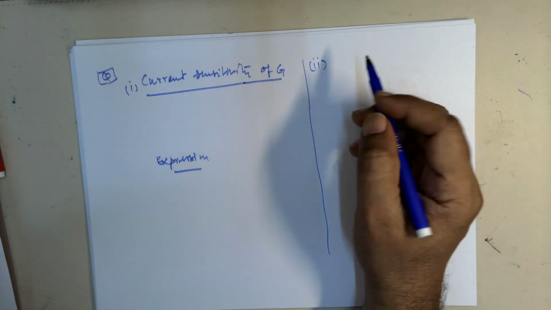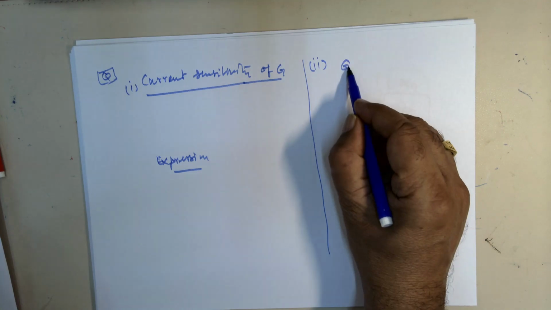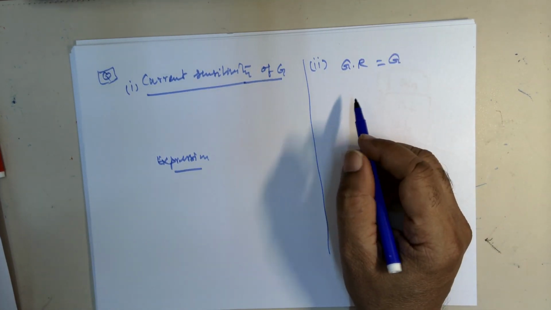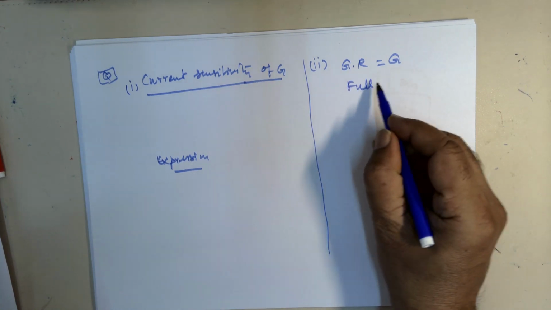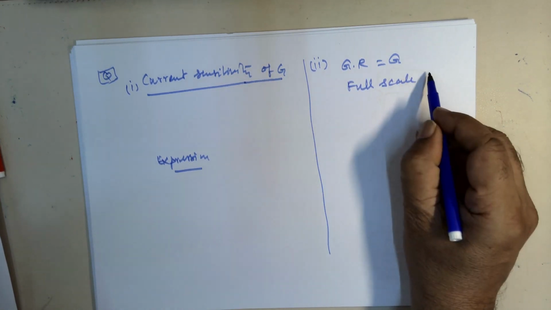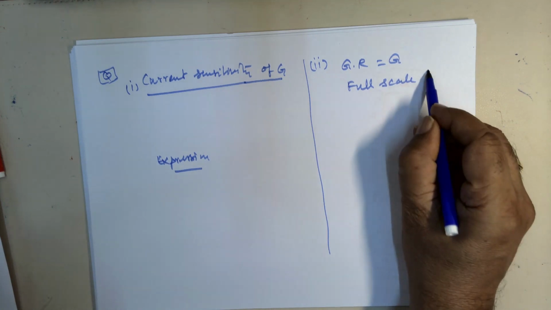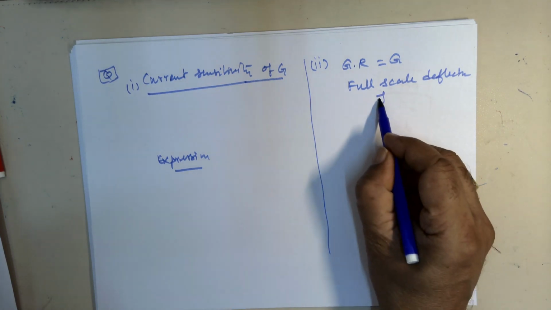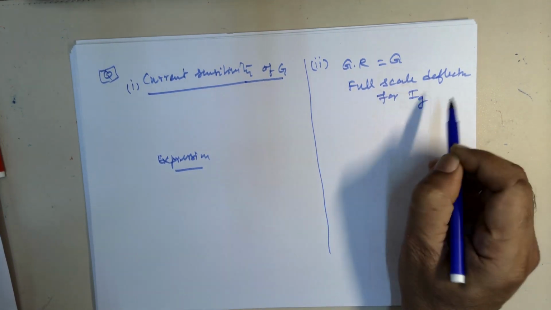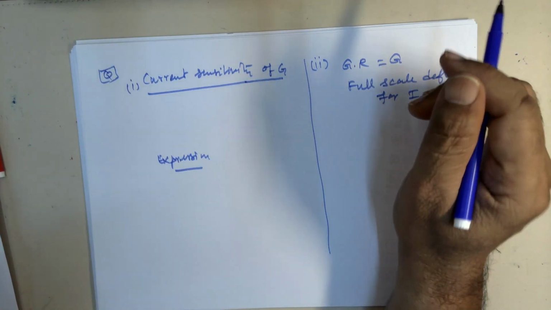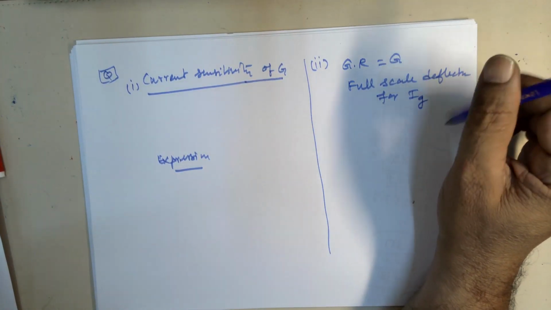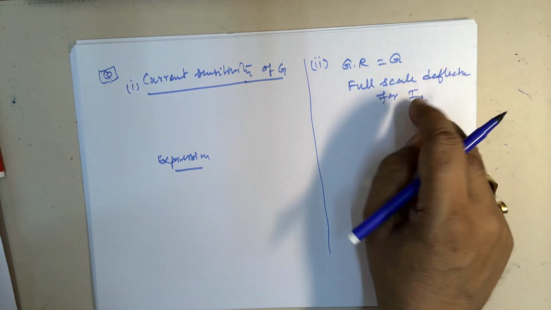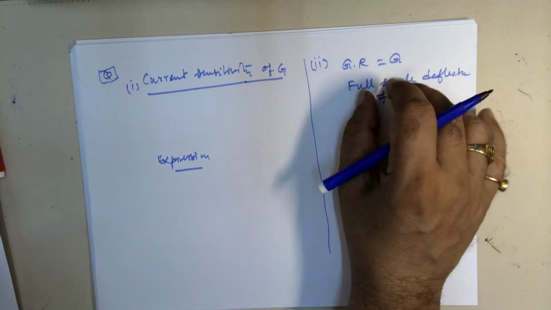A galvanometer has a resistance G. So galvanometer resistance is equal to G. It shows full scale deflection. That is, it goes to the extreme position. Deflection for current Ig. Ig means that is the maximum current it can carry. I naught is the peak. Ig is the current carried by this galvanometer to the maximum extent.